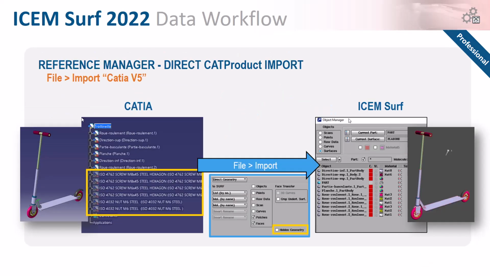Brilliant. So the direct import process works just as you would expect it to. Choose CATIA V5 from the File Import menu, and you can choose CAT products as well as CAT parts now. There is also an option to bring in hidden geometry if you want to. It works really well. Let me show you.